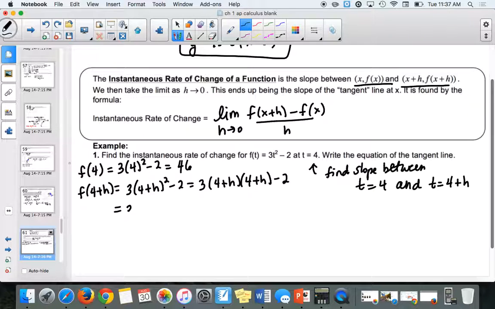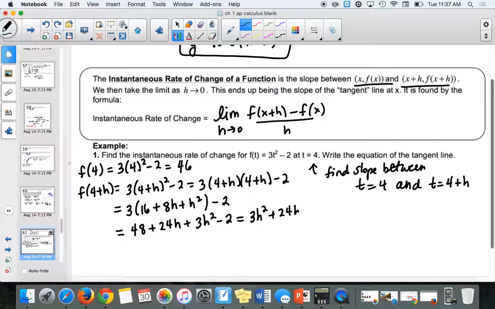So when we FOIL, we're going to have 3. And then when I FOIL 4 plus h times 4 plus h, I'm going to have 16 plus 8h plus h squared minus 2, because the outer and inner combined to be 8h. So we get 48 plus 24h plus 3h squared minus 2. So it simplifies down to 3h squared plus 24h plus 46.